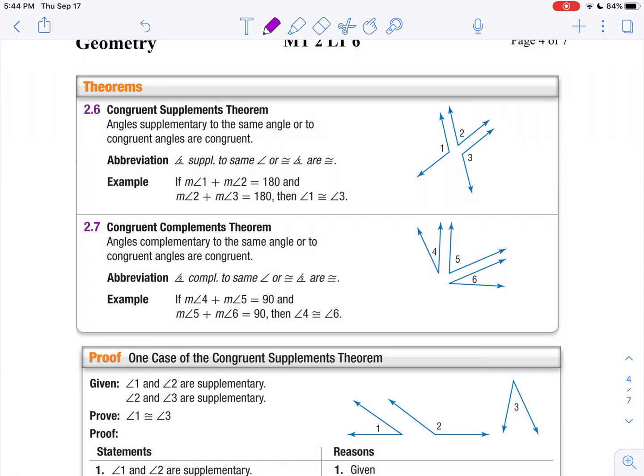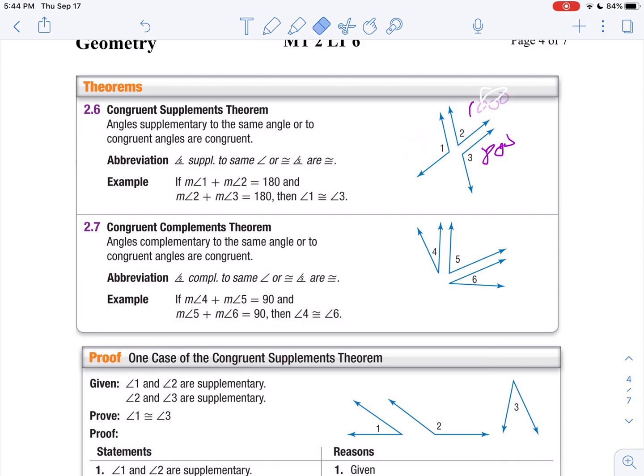Let's say angle 1 is 80 degrees and angle 2 is 100 degrees. Well, if angle 3 is supplementary to angle 2, that's 80 degrees. Now, that's not a proof. That's just showing you an example. I've got the proof written in the next box below.